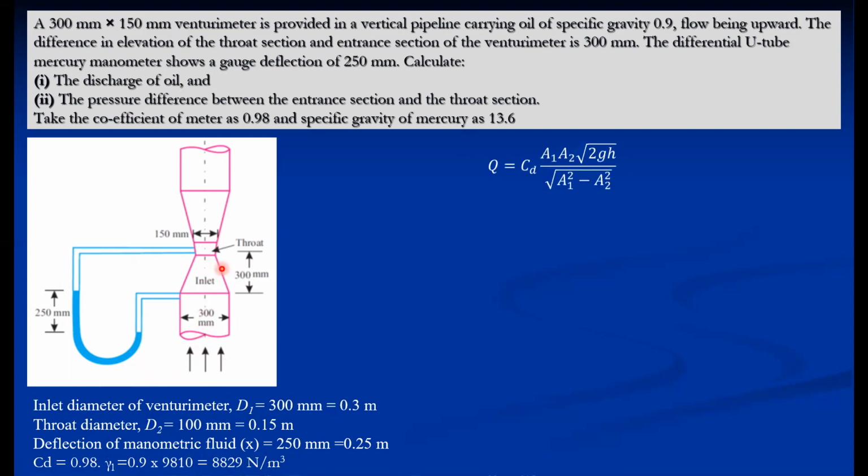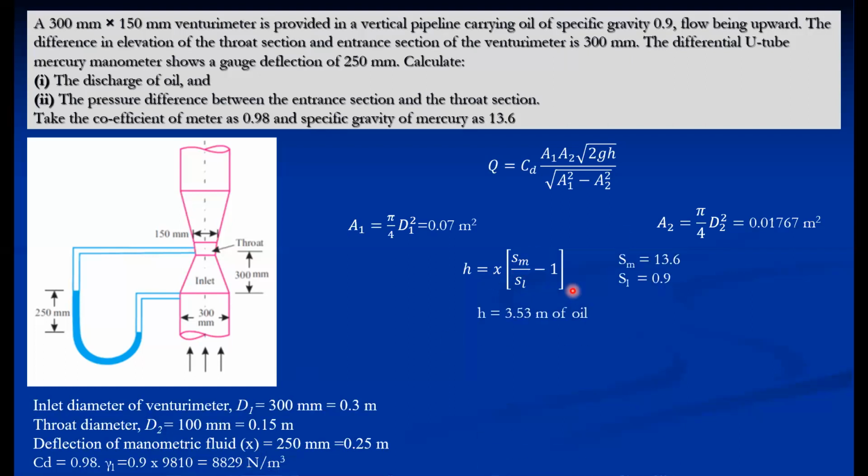Now, as usual, we write the expression of Q. In this case, we check which quantities are given. So, similarly, we can calculate A1, A2 first because diameters are given. Then the H value we can calculate by using the given information, X into bracket. Then the H value is this. So putting in all these values, we can calculate the rate of discharge. The first part we already discussed as per the same procedure.